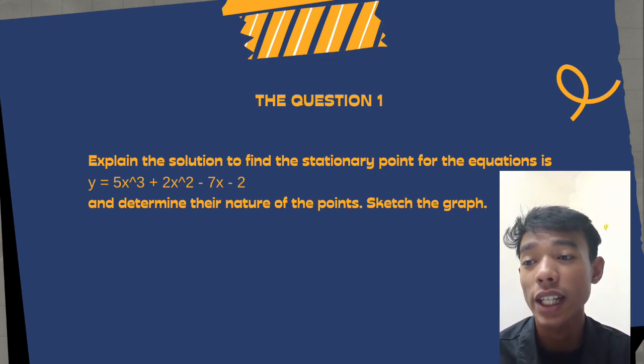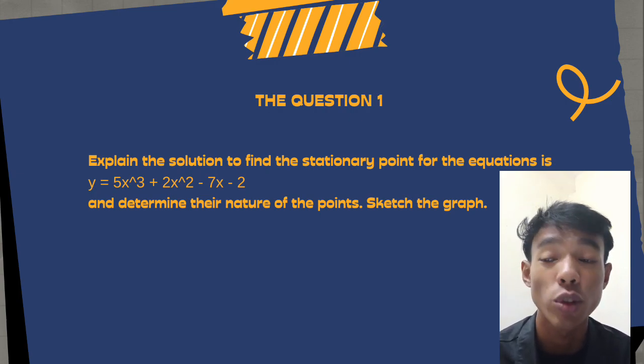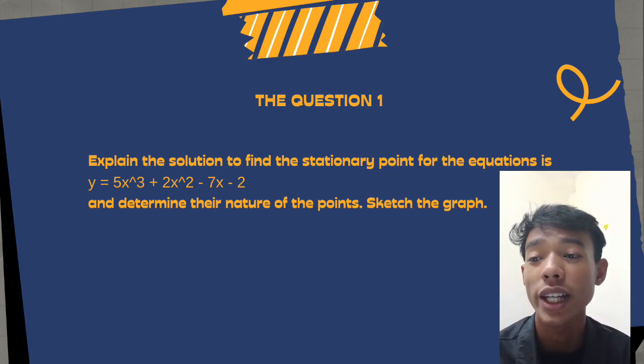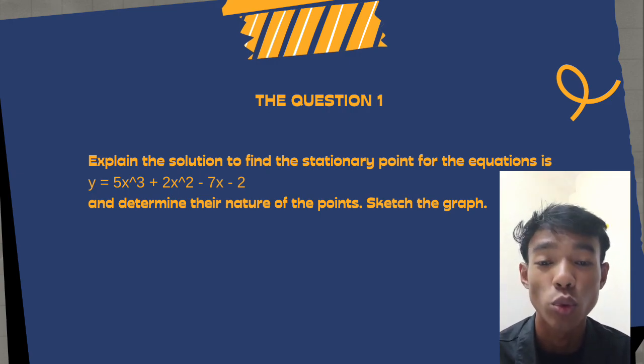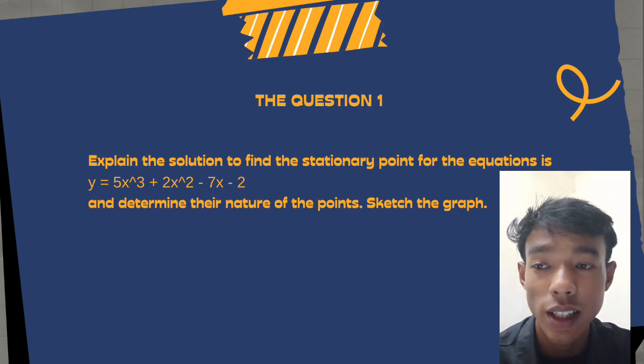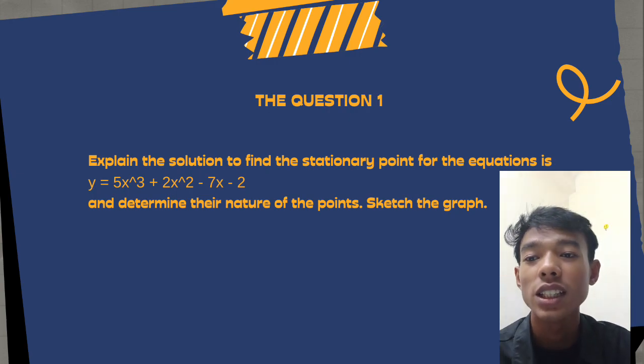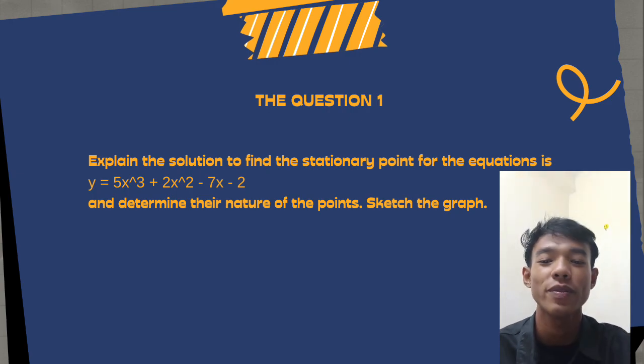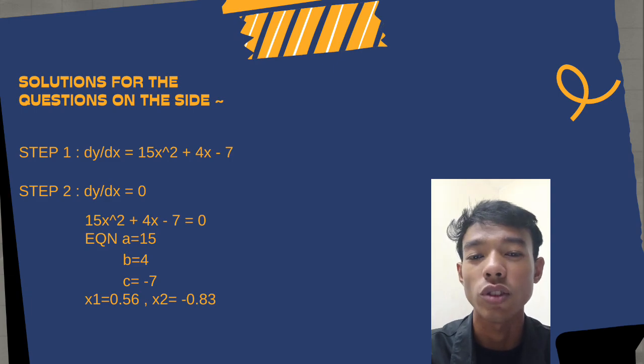Okay, for question 1: explain the solution to find the stationary points for the equation y = 5x^3 + 2x^2 - 7x - 2, and determine the nature of the points. Sketch the graph. Okay, solution for question 1.